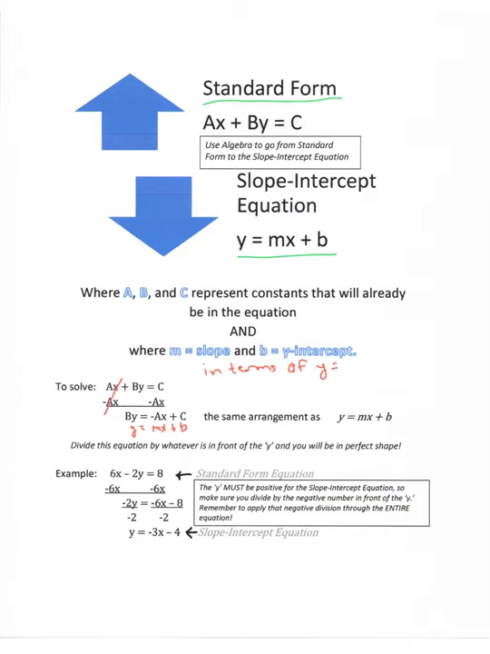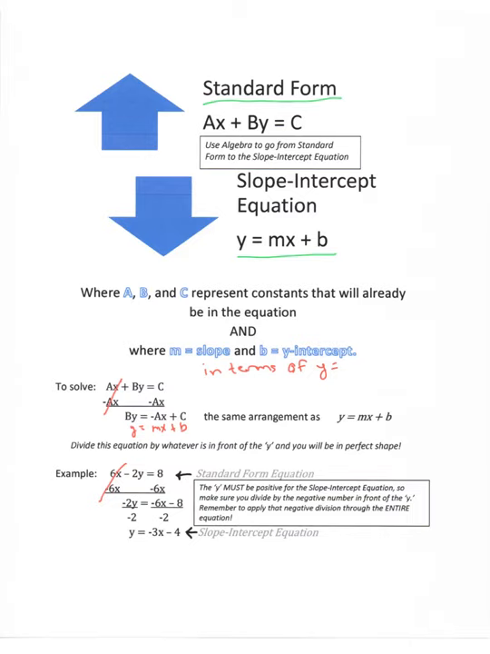So here's an example. Take 6x minus 2y equals 8, and then do the algebra to turn it into a graphable equation. So first, you move the 6x. You add the opposite. The opposite of a positive 6x is a negative 6x. Add it to both sides. Now, we don't subtract 6x from 8. They are not like terms. You cannot do that. So you end up with negative 2y equals negative 6x plus 8.